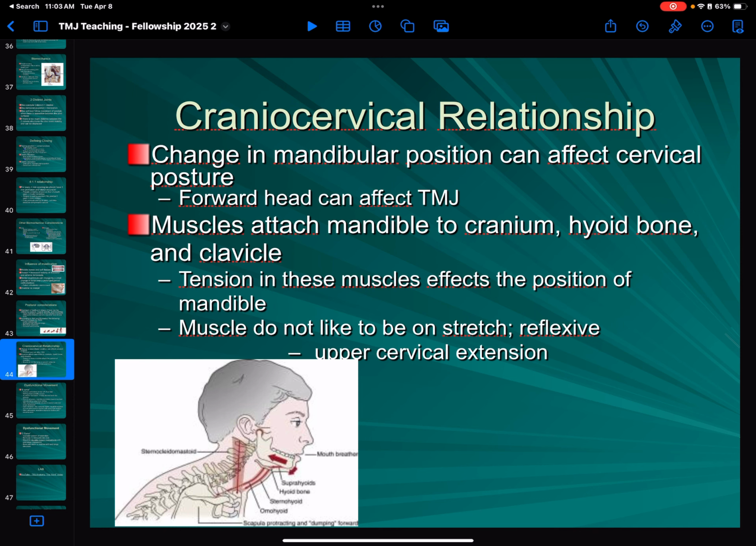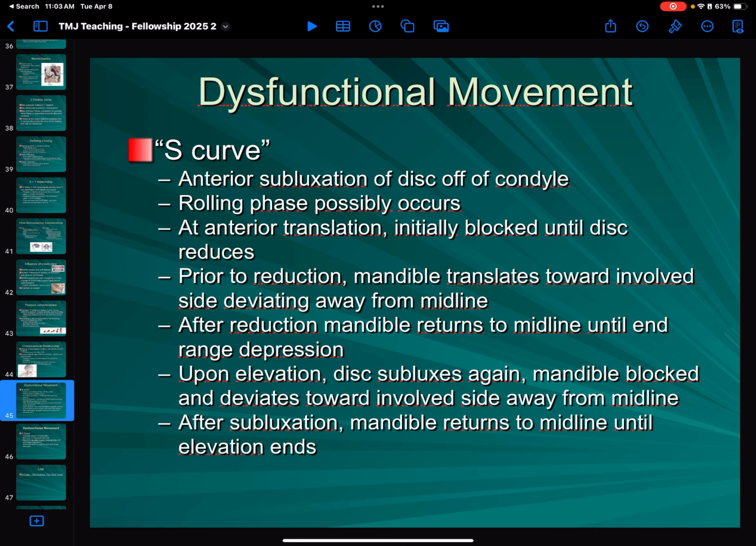So you're commenting about the S curve and the C curve. So dysfunctional movement, and we'll do two more slides and then we'll take another break. So S curve: anterior subluxation of the disc off the condyle. Okay, do we want that disc to sublux anteriorly? No, we don't want that to happen.